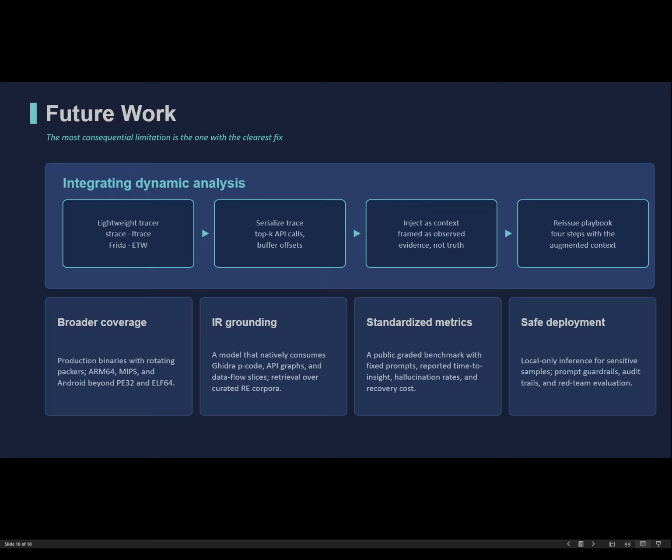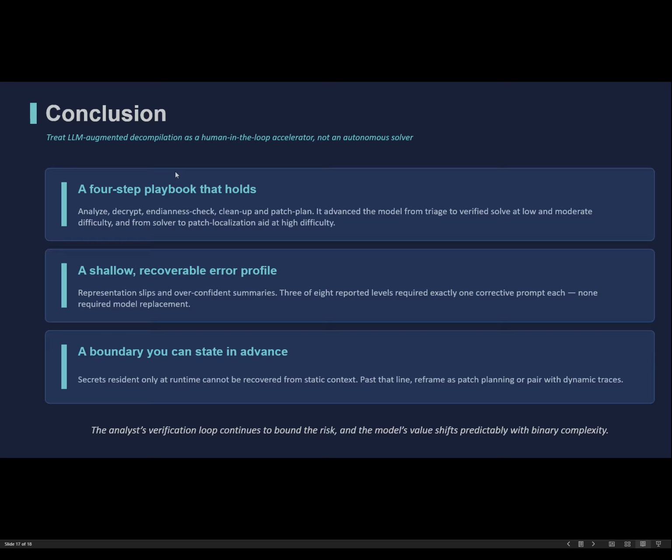This hybrid loop could potentially resolve the level 8 and level 11 failure modes in particular, because it supplies exactly the runtime values and concrete control flow edges that static analysis cannot provide. Beyond that, broader coverage into ARM64 or Android binaries, grounding the model in GhidraMCP code or data flow slices rather than pseudocode text, and creating a graded benchmark with fixed prompts and standardized reporting of hallucination rates and recovery cost.